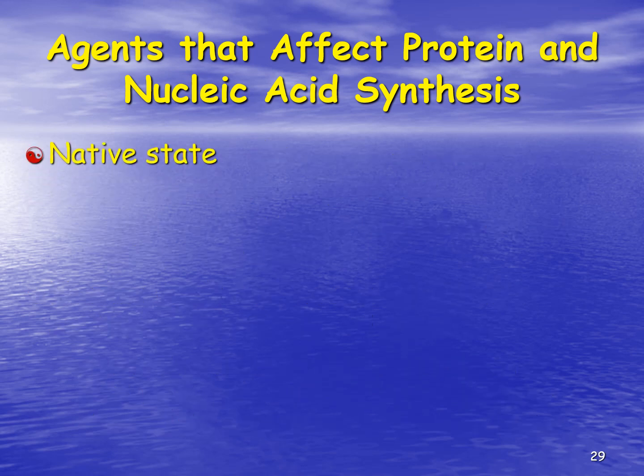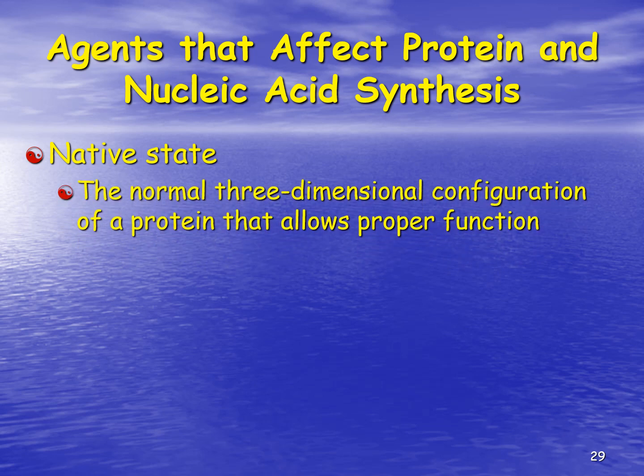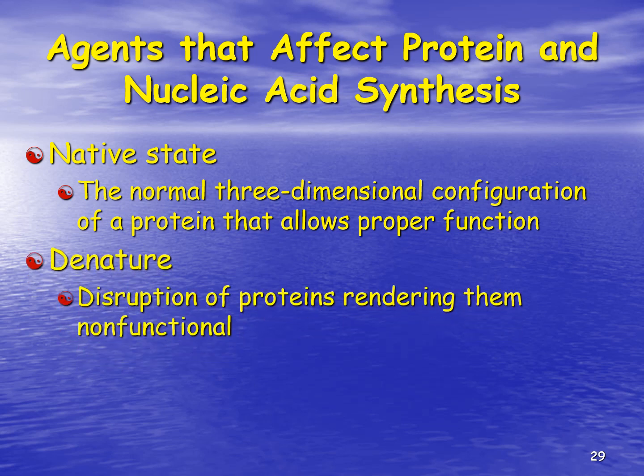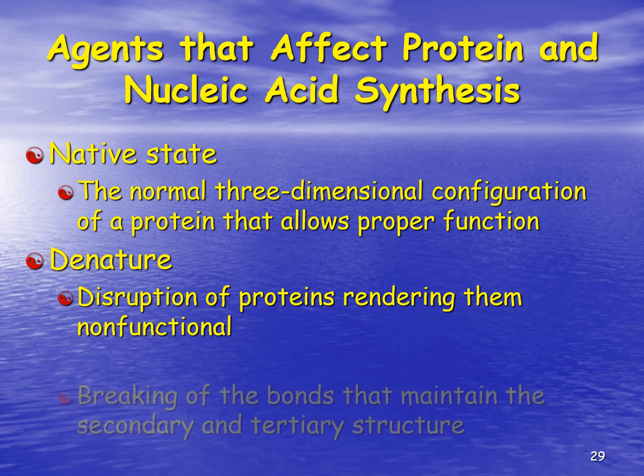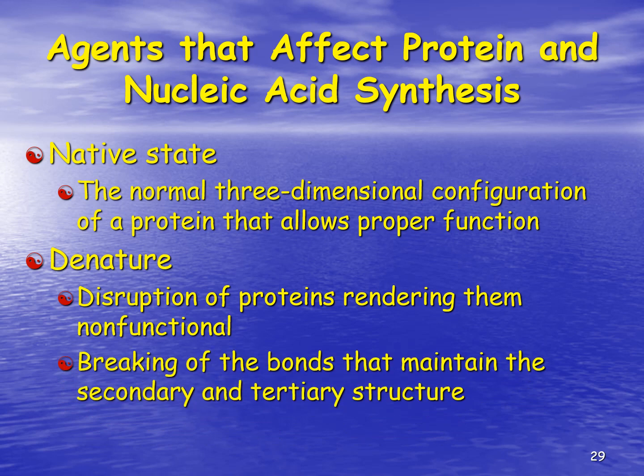Now, again, proteins, DNA, or RNA have what we call a native state. And this is the normal three-dimensional configuration of the protein or nucleic acid that allows proper function. We can denature these proteins and nucleic acids by disrupting their three-dimensional shape and rendering them non-functional. So breaking of the hydrogen bonds that maintain the secondary and tertiary structure, or the helical structure of the nucleic acids, will cause them to denature and lose function.